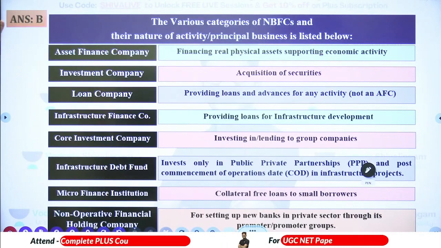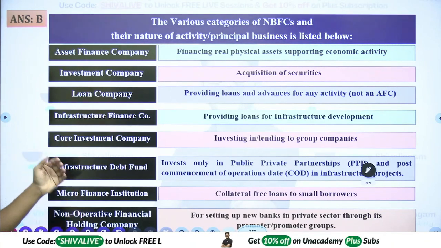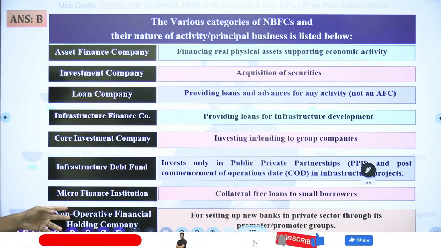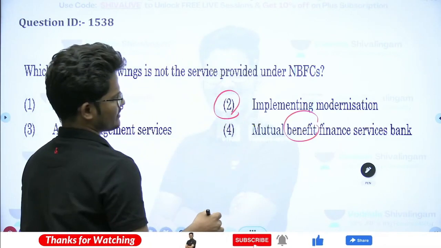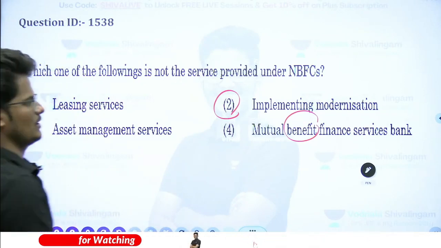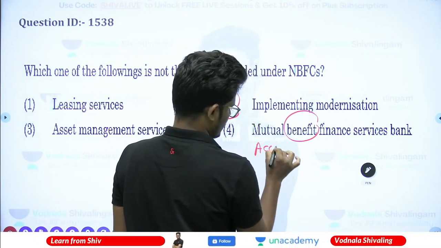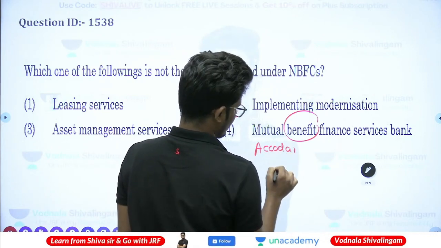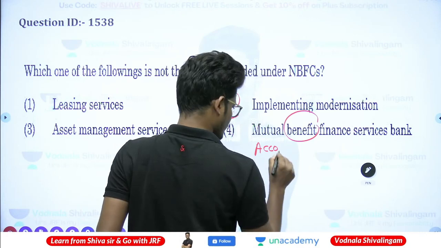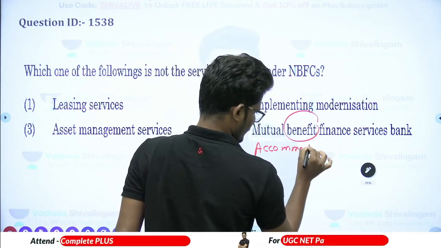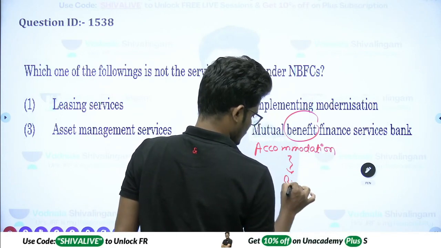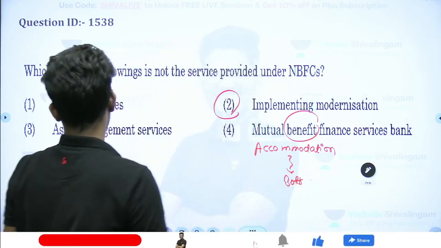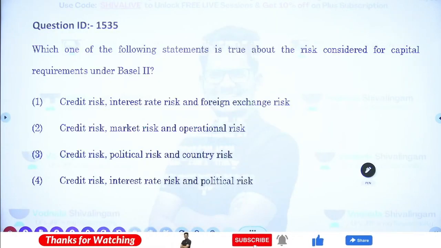Here, if you look at the NBFC types: asset financing, investment company, loan company, infrastructure finance company, core investment company, infrastructure debt fund, microfinance, non-operating financial holding company. By mutual cooperation also, those are having a mutual benefit you can get. It's like an arrangement or accommodation type of service. We will take a loan, we both will pay accommodation. Accommodation will always be useful for both parties. Next.